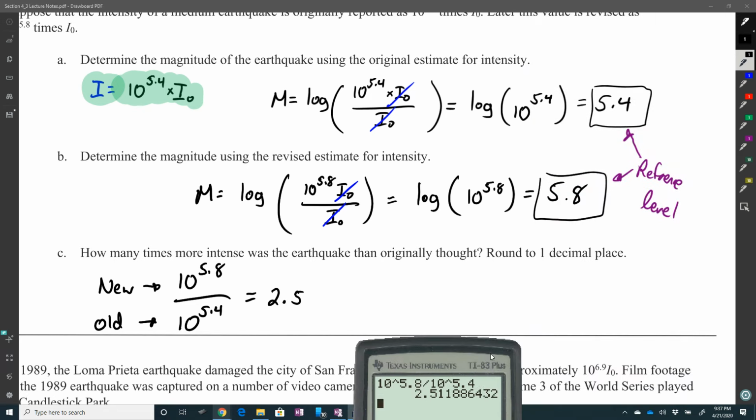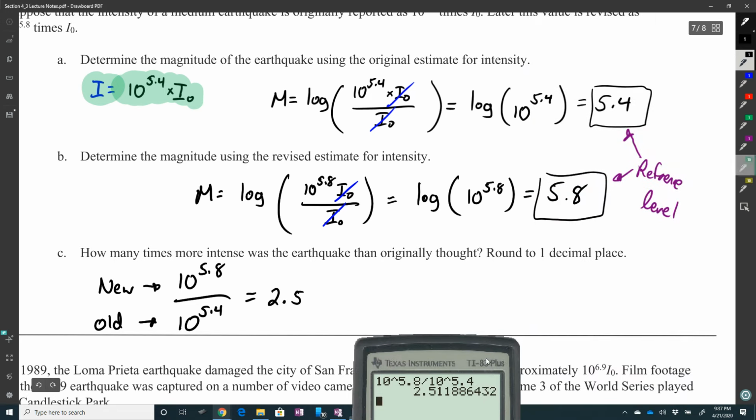So this is what gets people, because they read the news and they say, oh, look, the earthquake that was 5.4 was really a 5.8. And when you look at it that way, oh, that's not that much, that's just 0.4. But in reality, it's a huge difference. What that means is that the earthquake was really 2.5 times more powerful than initially predicted.